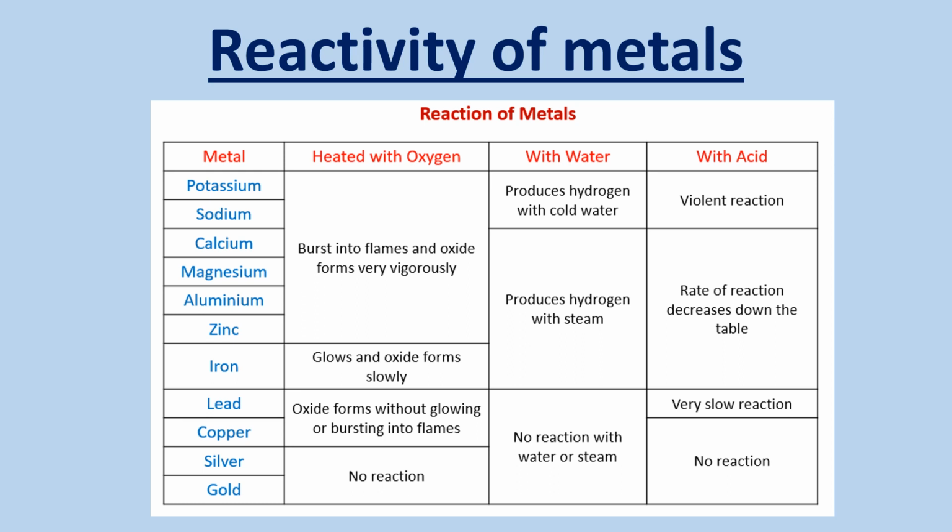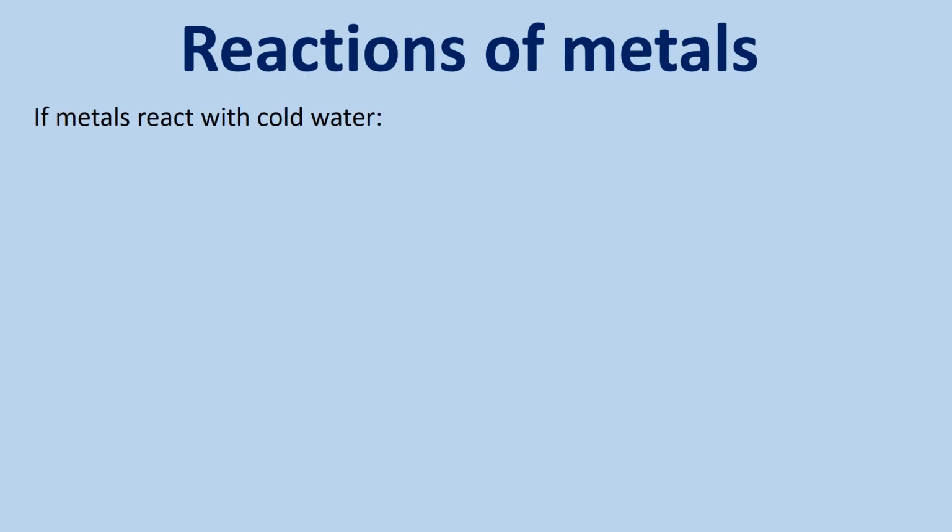Potassium and sodium react violently with acid. With calcium, magnesium, aluminium, zinc and iron, the rate of reacting with acid will decrease, and you'll see fewer bubbles of hydrogen. Lead is very slow, and then copper, silver and gold don't react with acid. Okay, so that's our starting point.